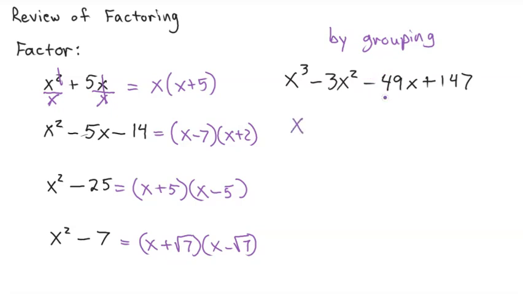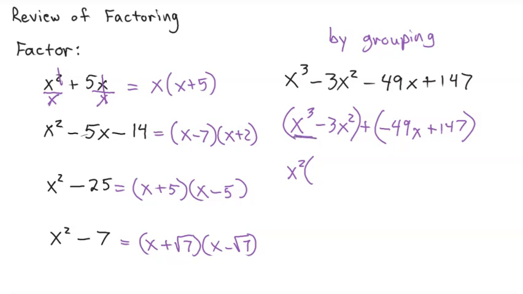I'm going to rewrite this as x cubed minus 3x squared plus negative 49, which is the same thing as minus 49, x plus 147. And now I'm going to put parentheses around the first two and parentheses around the second two. And now I'm going to factor out the greatest common factor, and I can factor out an x squared because there's an x squared right here. So I can factor out an x squared, and if I divide x cubed by x squared, I get just x.